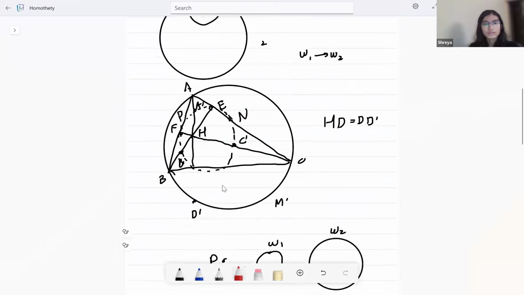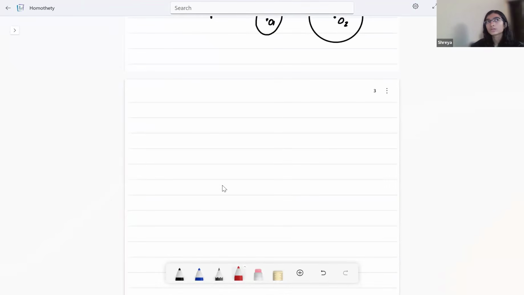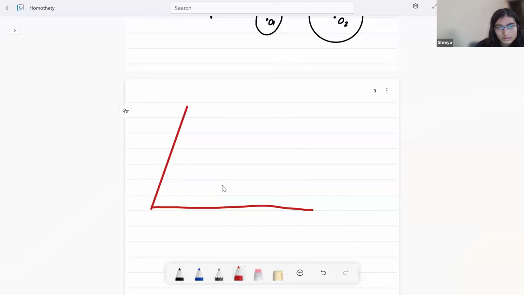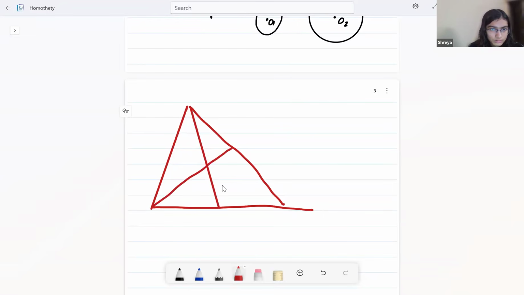So you can do this, and also homothety can be used to prove the Euler line. I'll do that as well. These are the details. I'm not really drawing everything.